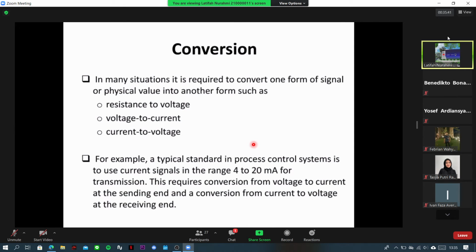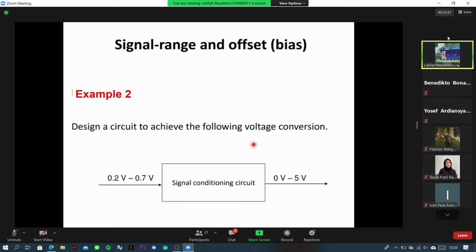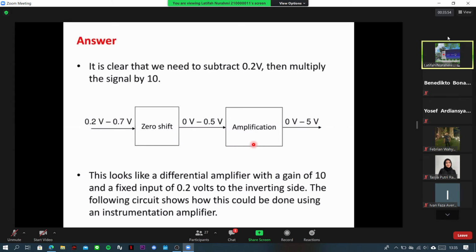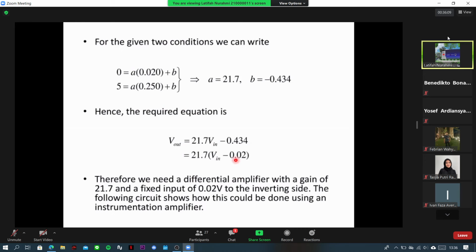Okay, now let's continue with the conversion. That was signal range and amplification. It shows you how to amplify. This is quite easy, 10 times the input, but if the range is not that easy, then you need to use this line equation, linear equations. It's the simplest equation in mathematics.